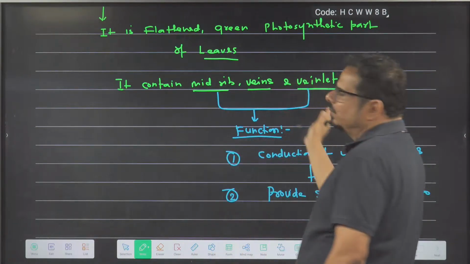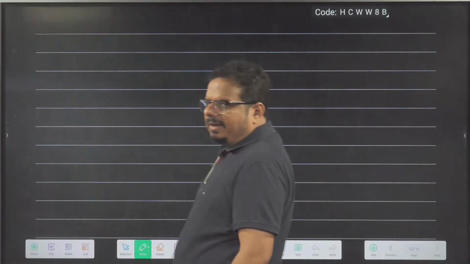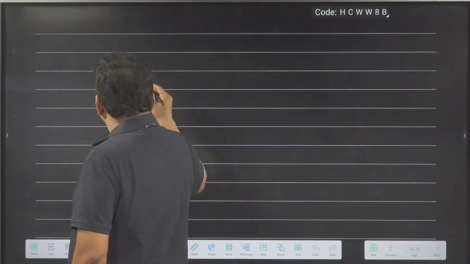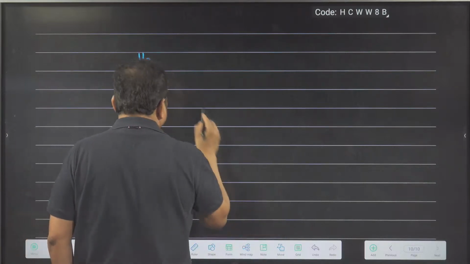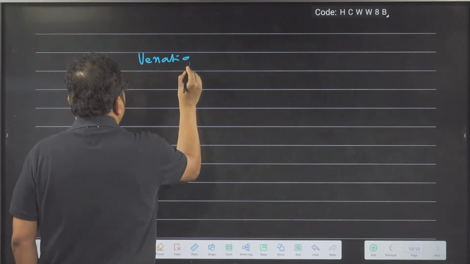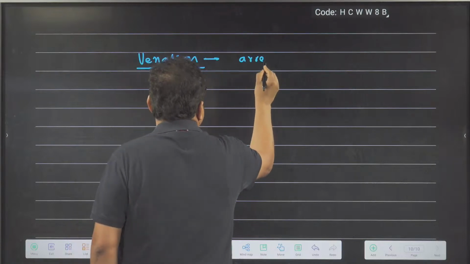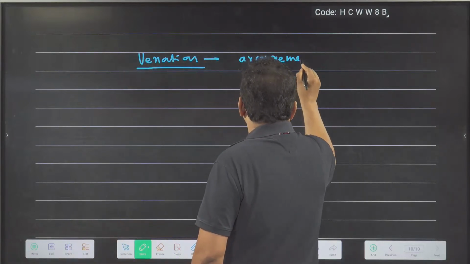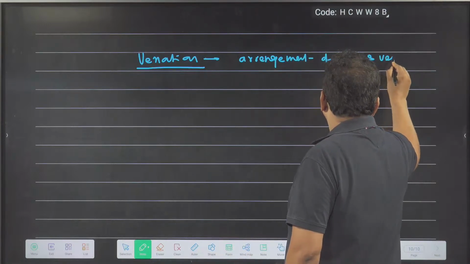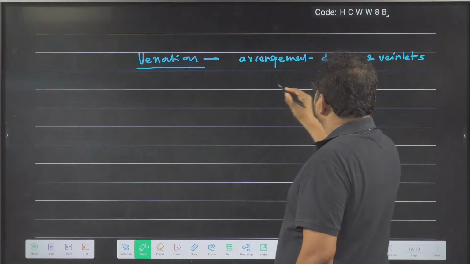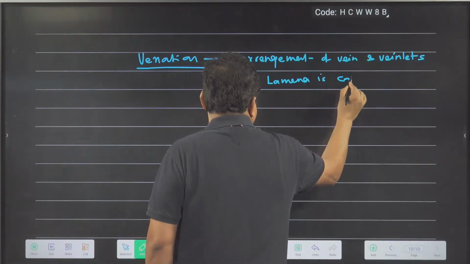So part of leaf is over. Now we are going to talk about venation, phyllotaxy. Getting the things or not? So venation, we are an type of leaf. Venation. So what is venation? Arrangement of veins and veinlets on leaf, on lamina of leaf is called venation.